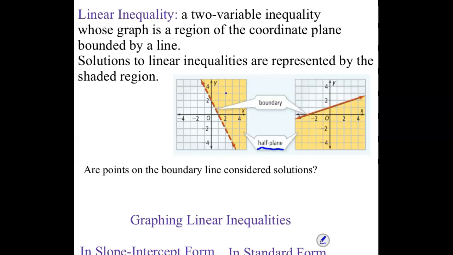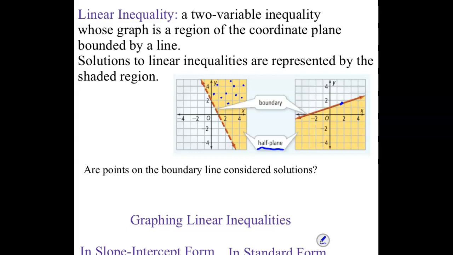That means any point in this shaded area would work in that inequality. It would be a solution. A point on a dotted line is not a solution. A point on the solid line is. Kind of like your open and closed dots when you graph on a number line. Same thing here. A solid line means we can include the values on that line.